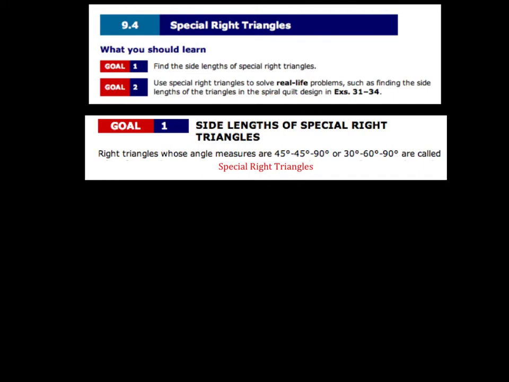For goal number one, we're just going to talk about the two different types of special right triangles that we have. One is the 45-45-90 right triangle, and the other is the 30-60-90 right triangle. Now again, I want to focus on the fact that we're talking strictly about right triangles.